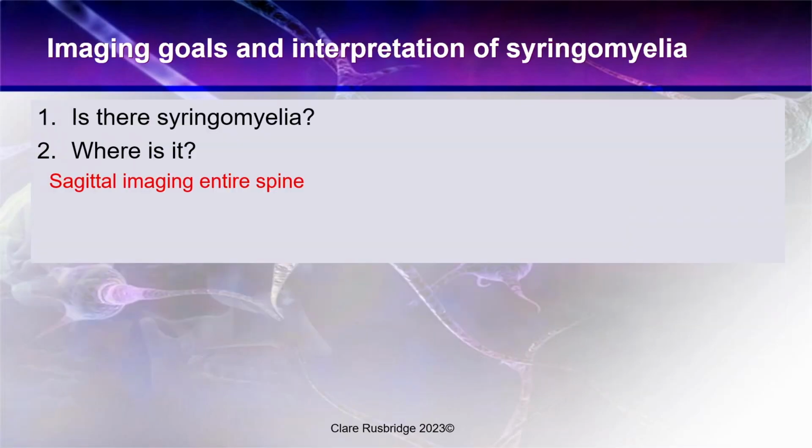So, our imaging goals for interpretation of syringomyelia. First of all, is there syringomyelia? And the next question is, where is it? And for this, we really need to have sagittal imaging of the entire spine. And some of you are thinking, no way, Jose, am I imaging the entire spine. That would mean moving the dog and would be much more expensive.